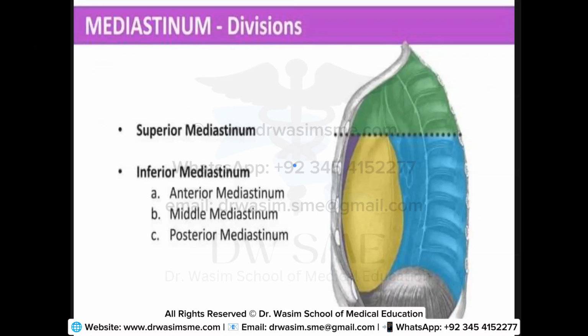So regarding the mediastinum, this line which was present at T4 and T5 has divided the mediastinum into the superior mediastinum and the inferior mediastinum. The inferior mediastinum is further classified into anterior, middle, and posterior.